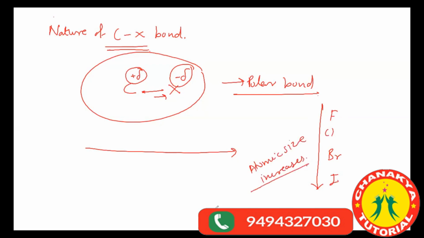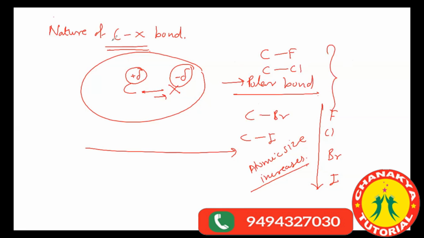As atomic size increases, what happens? Their bond length, meaning whenever carbon is bonded with fluorine, carbon bonded with chlorine, carbon bonded with bromine, and carbon bonded with iodine, these bond lengths also increase. Understand? When we go top to bottom, the bond length goes on increasing. Right? Yes or no? So these things you need to keep in your mind.